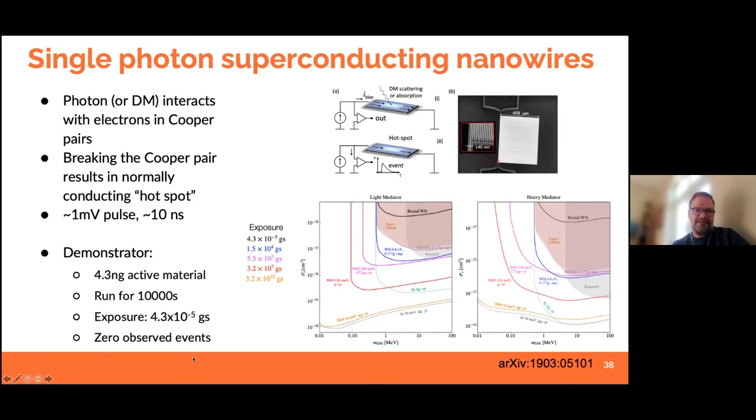So really very, very small, but you do have some sensitivity here. It's the black line here that shows exclusions for light and heavy mediators on the left and the right. And again, here the scale now is from 100 MeV down to 10 keV dark matter mass. So you can probe much, much smaller dark matter masses here.